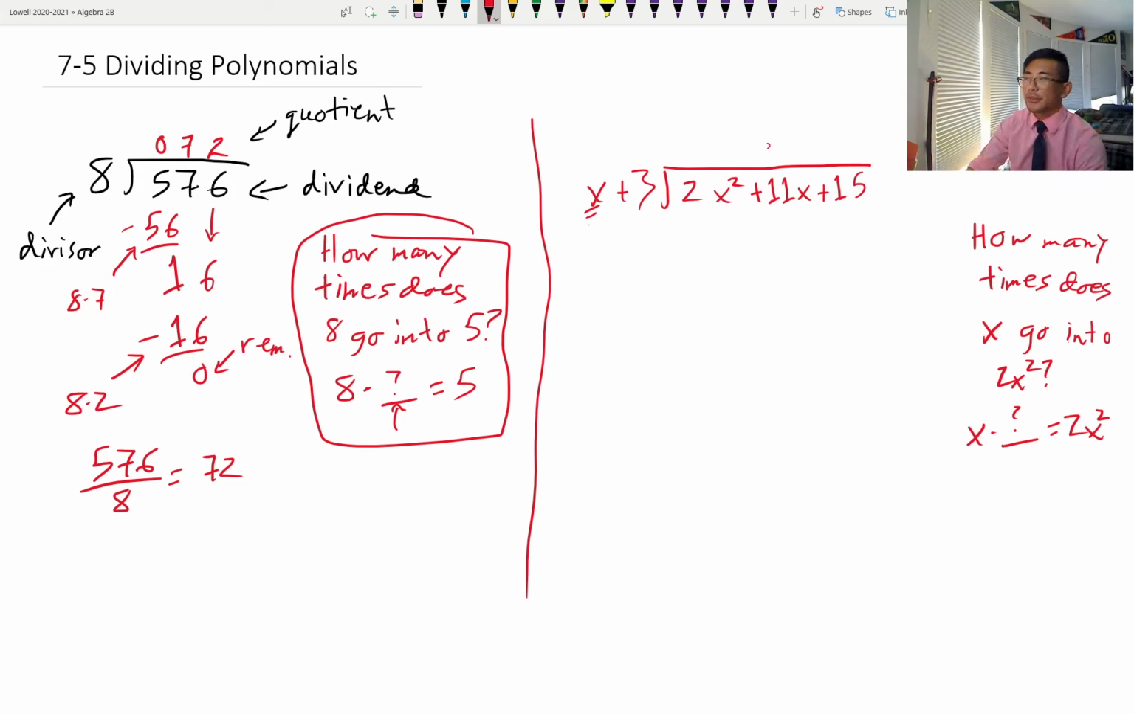Now this is where it gets a little bit different. I'm actually going to put it right here, and the reason I'm doing this is to line up my terms. So you see the 2x lines up on top of the 11x term. Why is that? It just helps me stay organized.